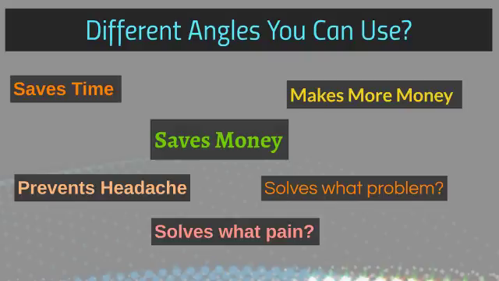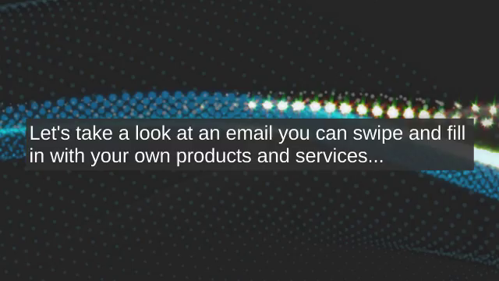So these are different angles that you can use, and if you want to just pick and choose 3 to 4 and run with it, you'll see in just a minute how I write the benefit emails, and then you can apply that to your own product or service. So let's take a look at an email that you can actually swipe and fill in with your own products or services. The goal is that by the end of this whole video course, you should have an email course written up.